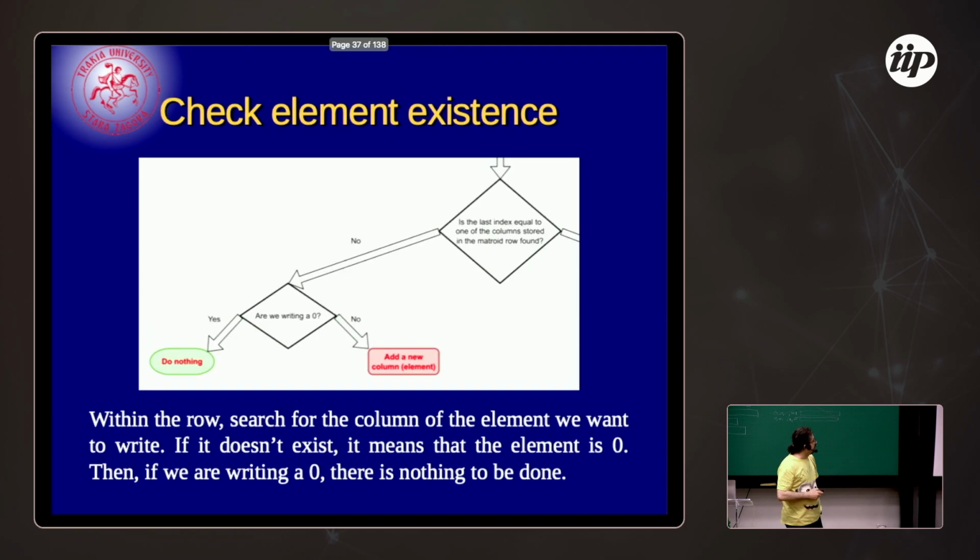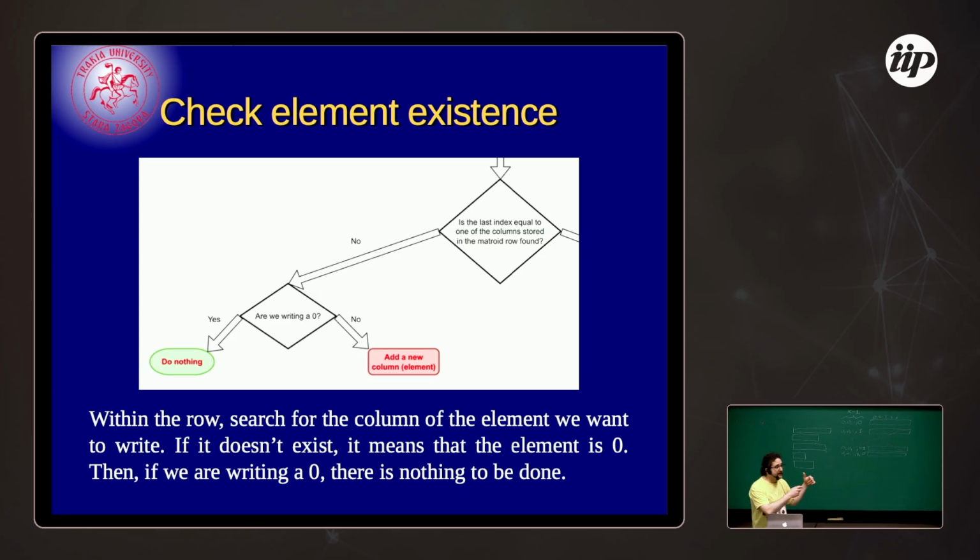So we find the position in the matroid, and then we search for the last index, because again, the last index here corresponds to the column within that row of the element that we are addressing. And again, there are two possibilities. Either you find it already there or you don't. We are assuming the row we have already stored some of it or even all of it. Suppose that you don't find that element there. If you don't find it, it means that in its current state, that element is a 0.